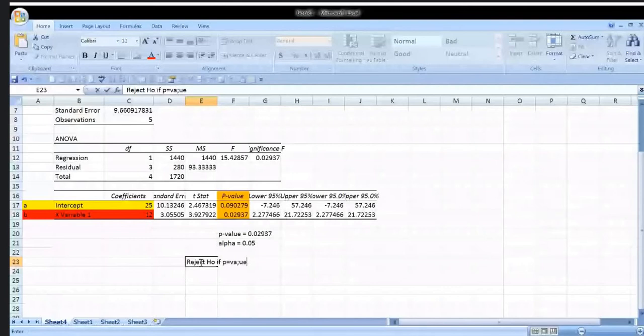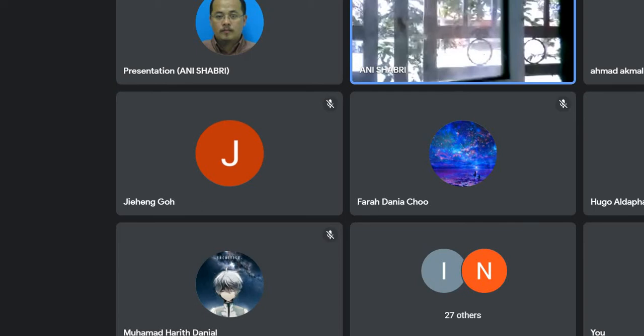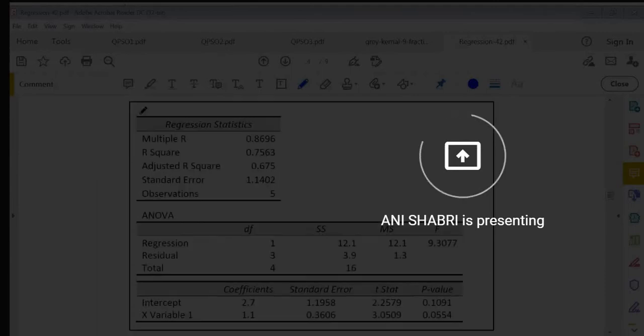Okay, kita balik pada nota tadi, dan daripada output computer. Kita lihat soalan example 3. Tengok example 3 ni. This is the output computer.